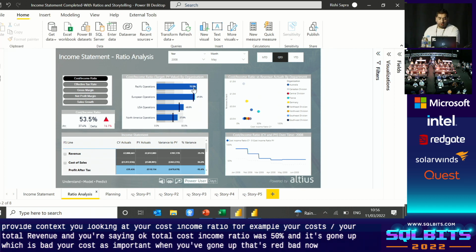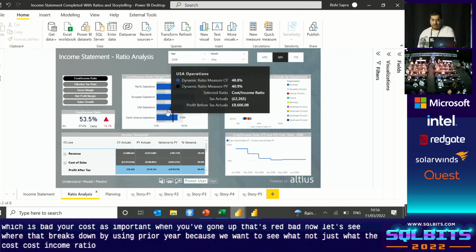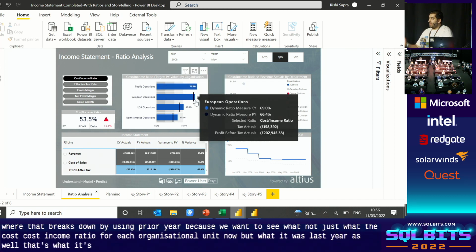Now let's see where that breaks down. And we're using prior year because we want to see not just what the cost-income ratio is for each organizational unit now, but what it was last year as well. And that's what this reference line is, because now it's giving you that.